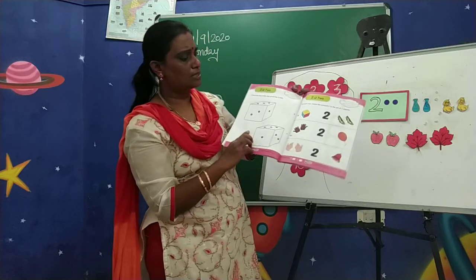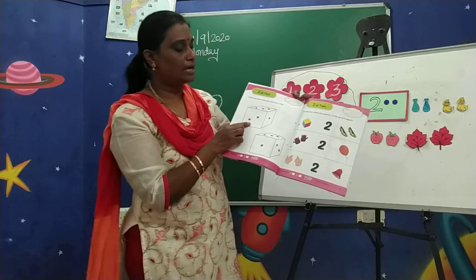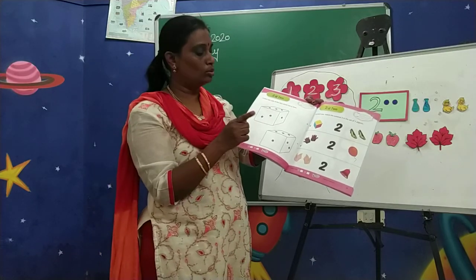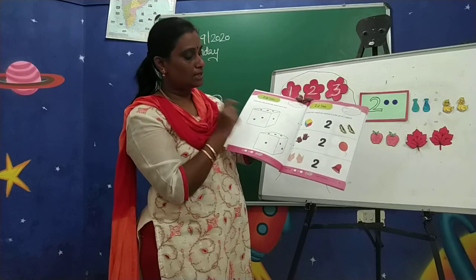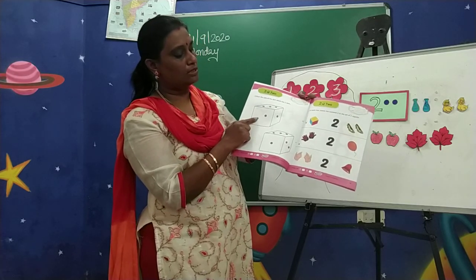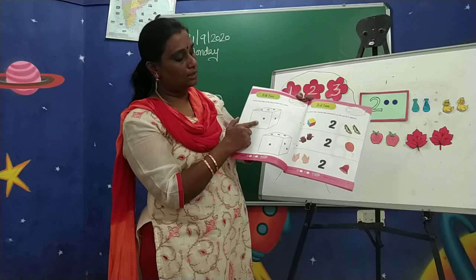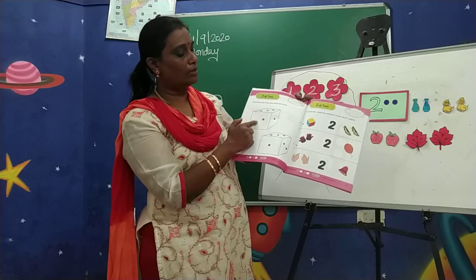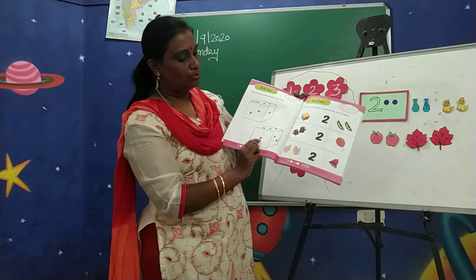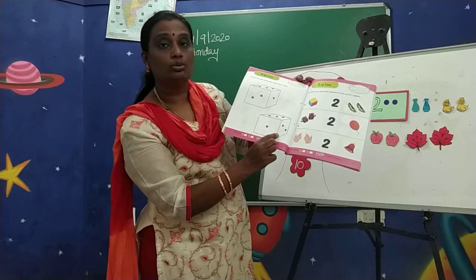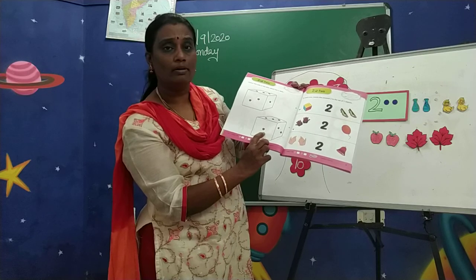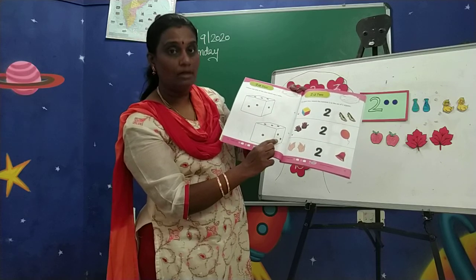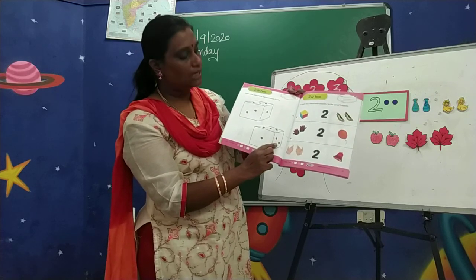Can you see this dice? What is this? This is the dice. What do you have to do? Where are the 2 dots? That part you have to color. In this first picture, you have to color this part, which has the 2 dots. And in the second picture, where can you find the 2 dots? Yes, these are the 2 dots. You have to color.